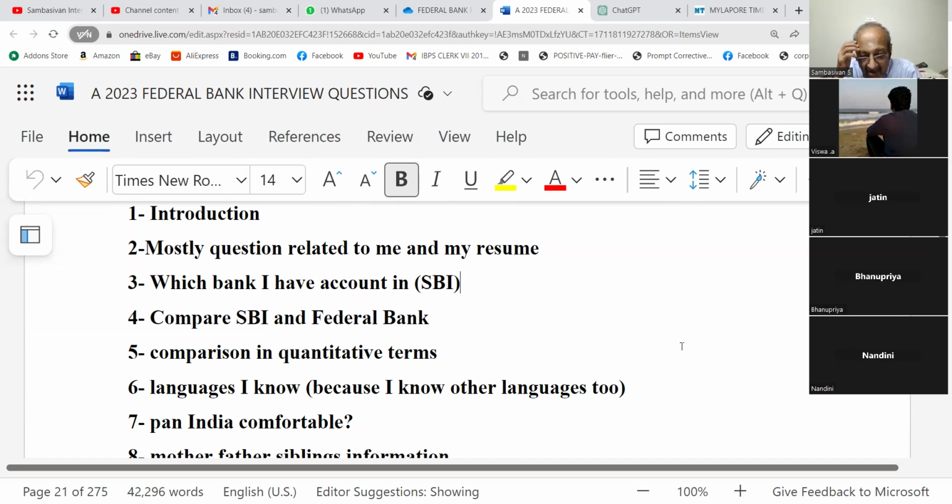That is correct. Can you tell me where is Canara Bank headquarters? In Mangaluru, sir, I think. No, no. Viswa, you know where is the headquarters of Canara Bank? I don't know, sir. We have discussed many times. It is in Bengaluru. Yeah, good.